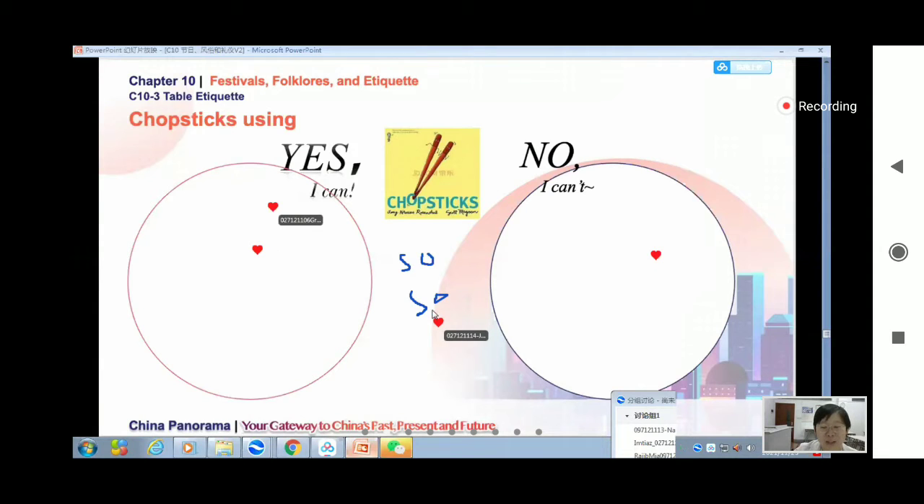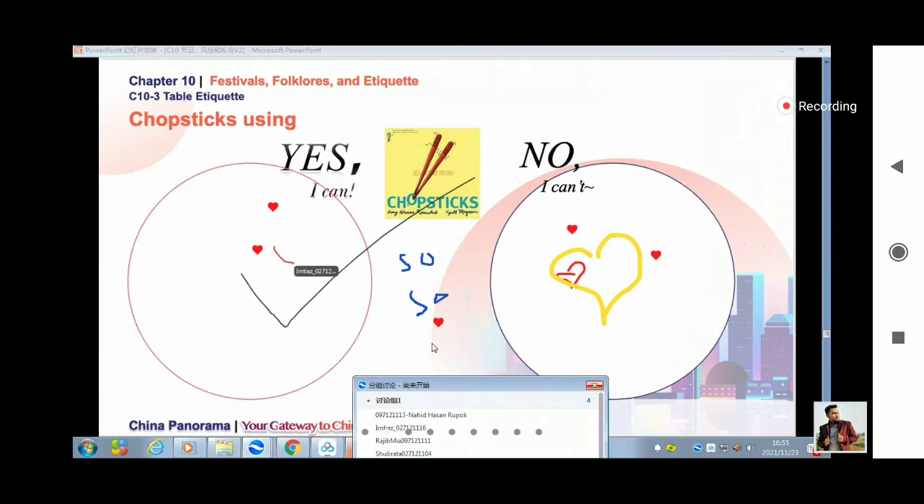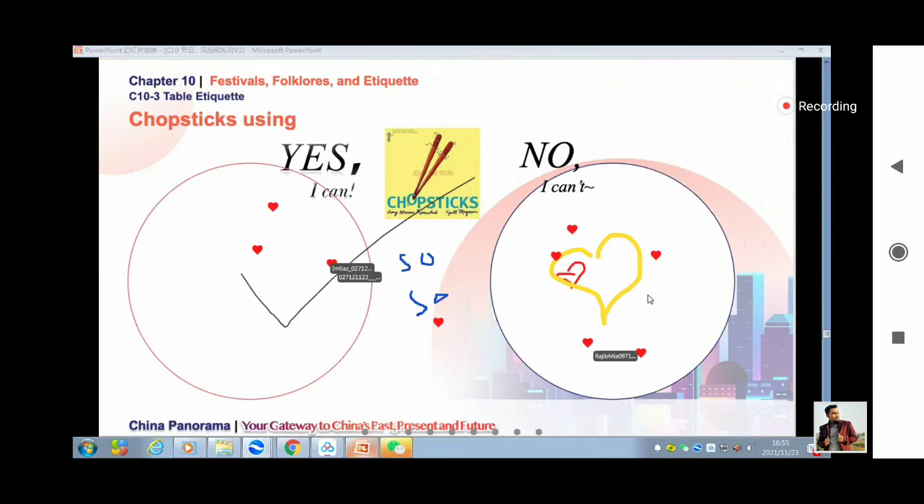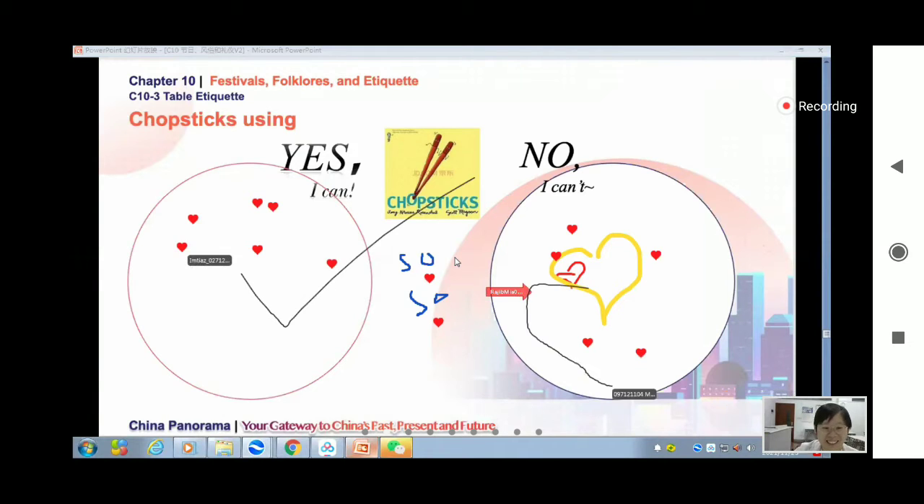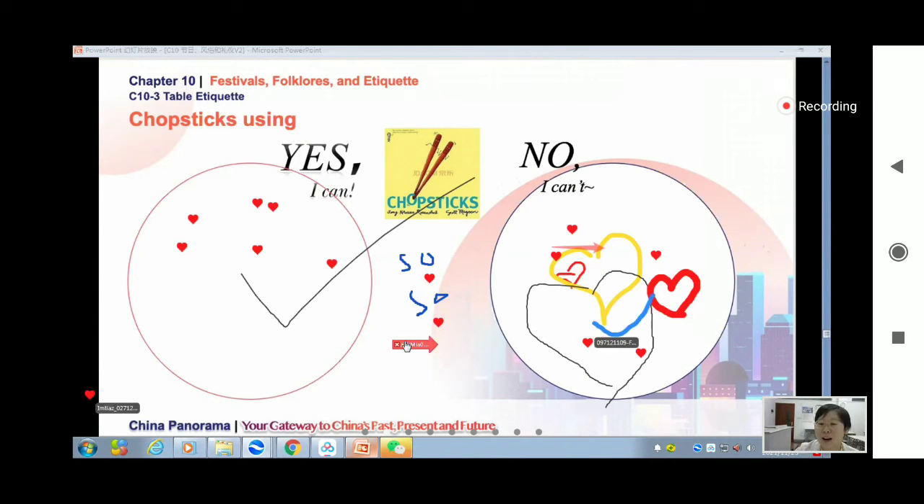Yes. What's this heart in between? Laoshi, I can use chopsticks a little, not professionally, but I can eat with them. Oh, you can eat with that. I mean, not good, but yeah, I can. You can use it, but not very well. Okay, I understand. That's why I said so. What is this? I mean a heart, not an arrow.